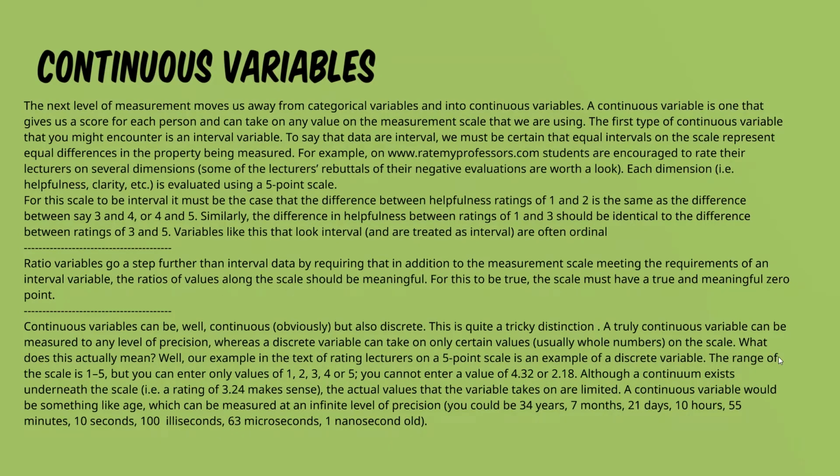Each dimension is evaluated using a 5-point scale. For this scale to be interval, it must be the case that the difference between helpfulness ratings of 1 and 2 is the same as the difference between, say, 3 and 4 or 4 and 5. Similarly, the difference in helpfulness between ratings of 1 and 3 should be identical to the difference between ratings 3 and 5. Variables like this that look interval and are treated as interval are often ordinal.